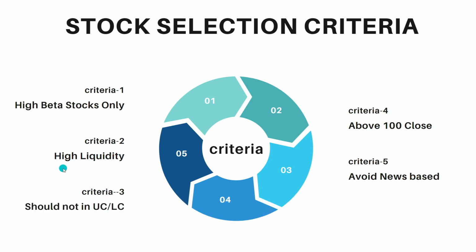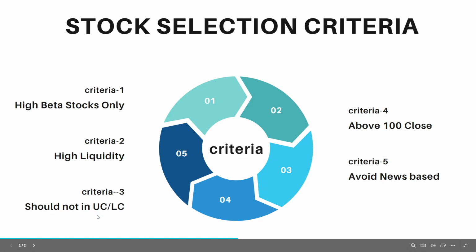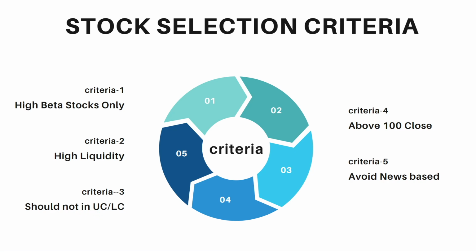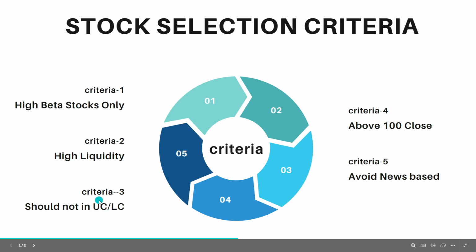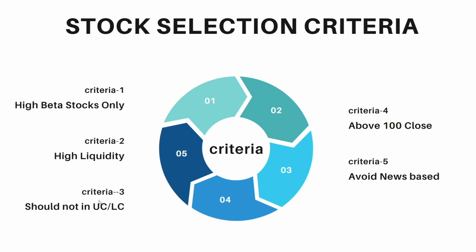Now coming to criterion number 3, the stock should not be in upper circuit or lower circuit. Usually we don't see this in F&O stocks, but I still consider this an important criterion, because if you get stuck in a trade in upper or lower circuit, then selling or buying to exit or close that position becomes hard. So this third criterion is also important.